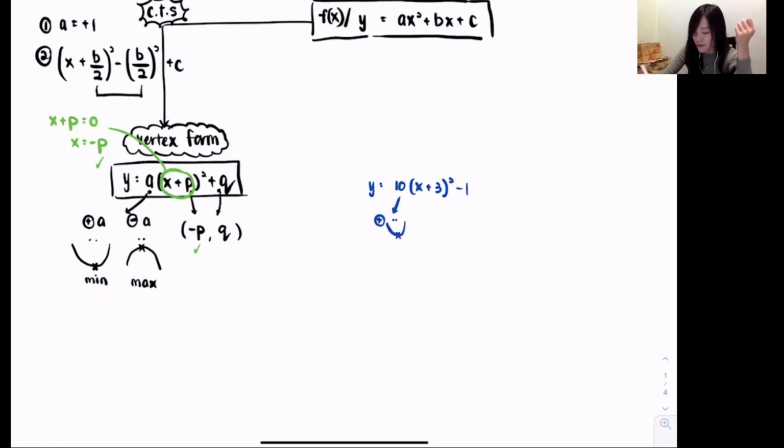Positive is a happy face. Happy face, the lowest point is a minimum point. So this one definitely will bring out a minimum point. And then these 2 will be the coordinate based on what I told you, right? 3. Positive 3 pull out, negative 3.